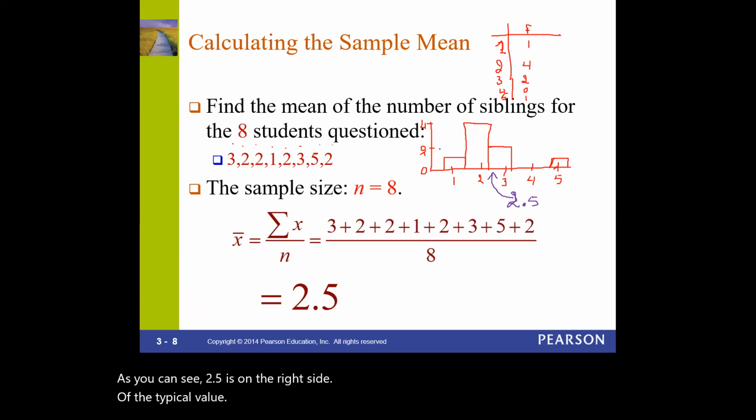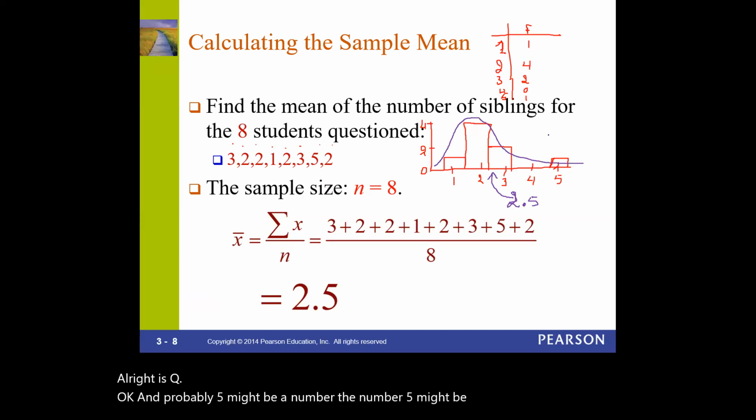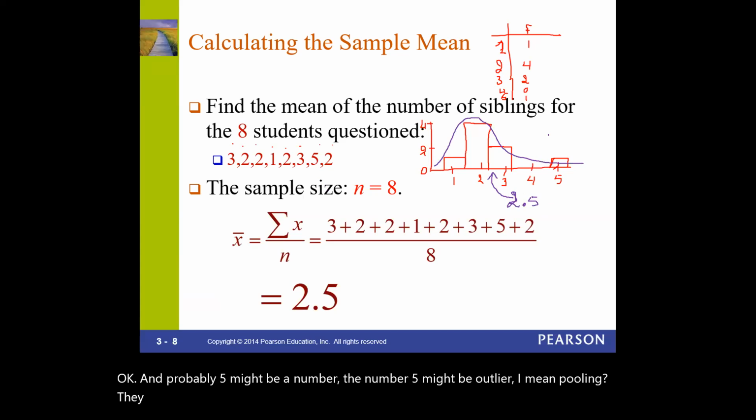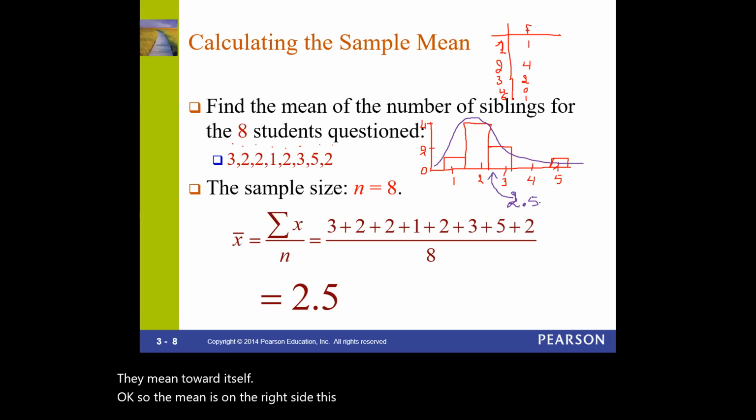And if you notice also, this one is barely like a... Okay, and probably the number 5 might be an outlier, pulling the mean toward itself. So the mean is on the right side. The mean, X bar, is on the right side of the typical value.